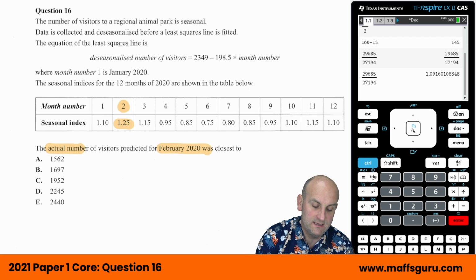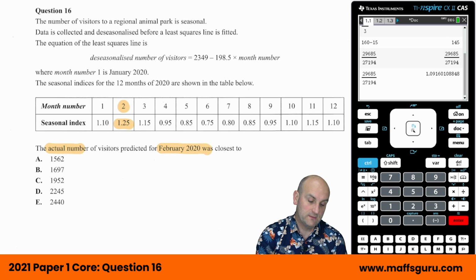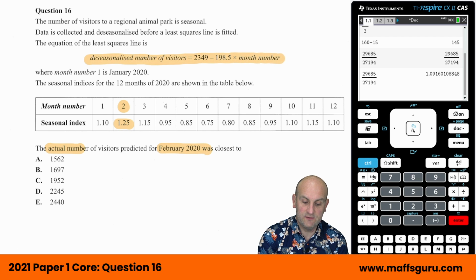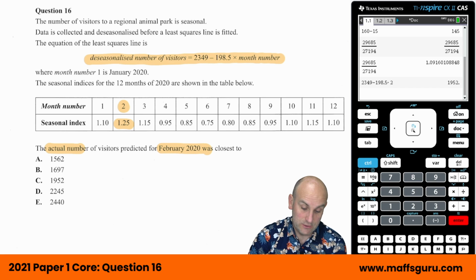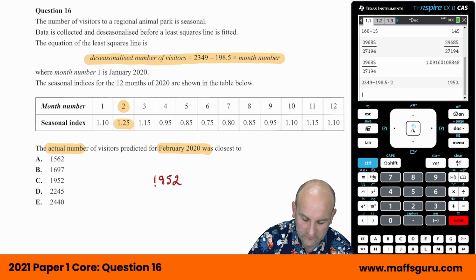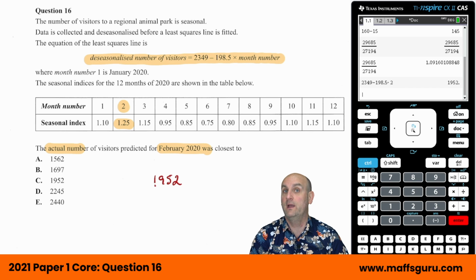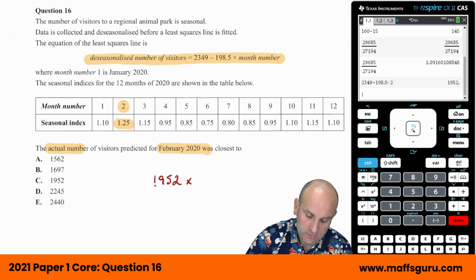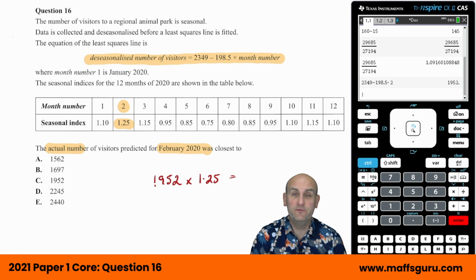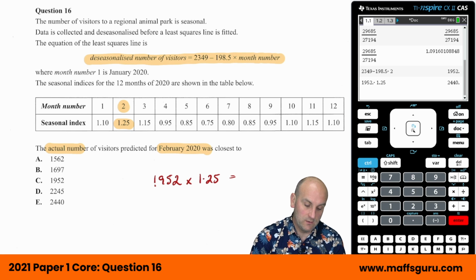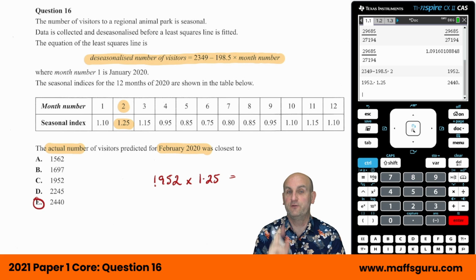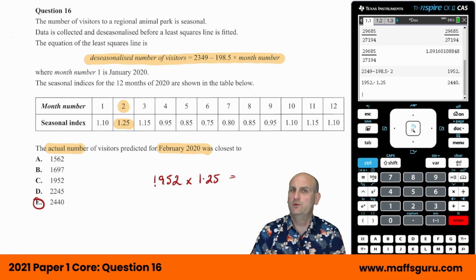So the first thing I need to do is find my deseasonalized value. How do I do that? I use my equation. Using the deseasonalized value, I know the monthly number is 2. So what I did was 2349 minus 198.5 times 2. And that gave me 1952. That's my deseasonalized value. How do I go back to my original value? Well, I multiply that by the seasonal index. Again, these should all be formulas in your summary book. So if I multiply that 1952 by 1.25, I get 2440, which gives me E as the correct answer. I will be honest, I forgot the formula. Originally, I divided it and got the wrong value and then felt very silly.